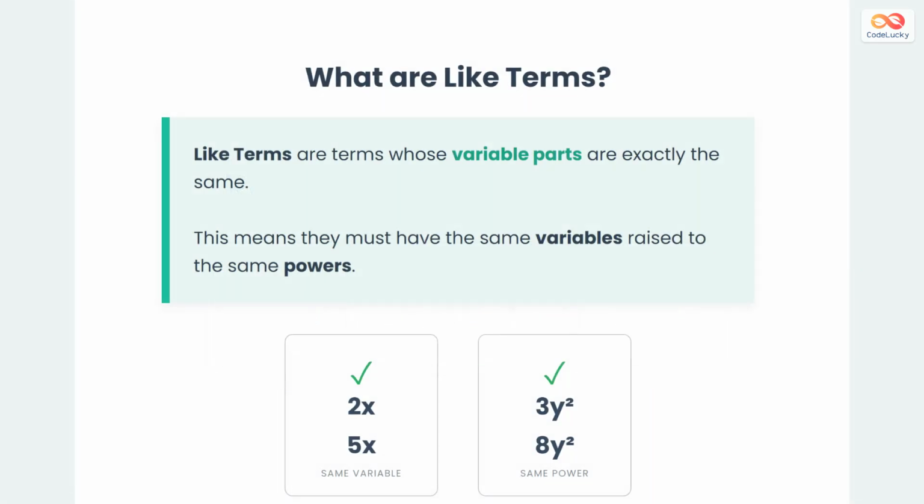So, what exactly are like terms? The definition is specific. Like terms are terms whose variable parts are exactly the same. This means two things must match. They must have the same variables, and those variables must be raised to the same powers.